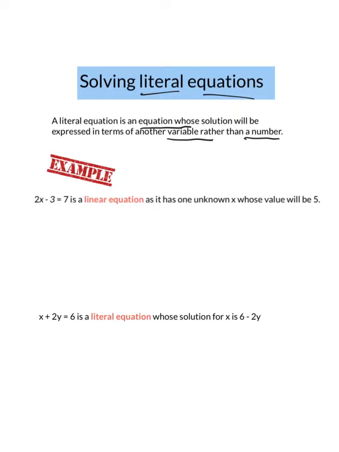We've got 2x minus 3 equals 7, which is a linear equation. It's a linear equation as it has one unknown, x, whose value will be 5. So the big thing: a linear equation has one unknown. Let's have a look at how it actually equals 5. So we've got 2x minus 3 equals 7. Rightio, we need to get the x on its own.